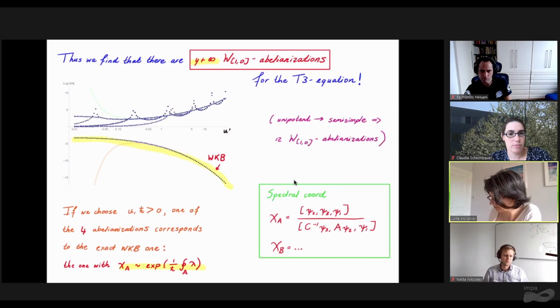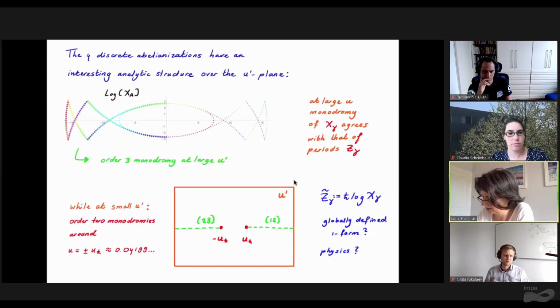So maybe as a reference, the spectral coordinate XA, in this case at least, is given by this particular ratio of Wronskians, and XB is given by a more complicated ratio of Wronskians. That's all in the paper.